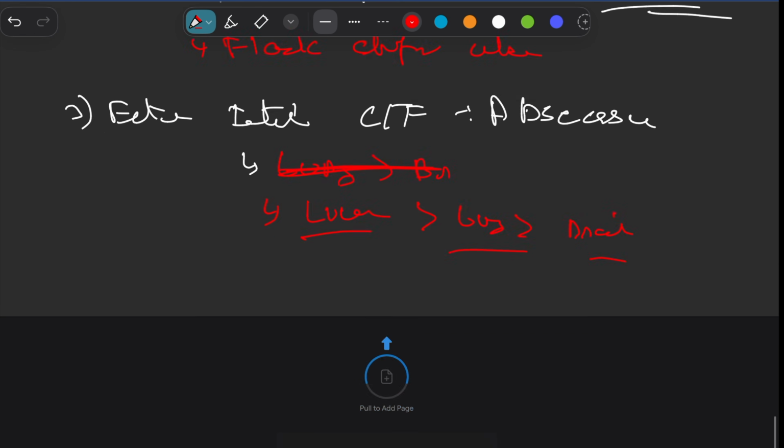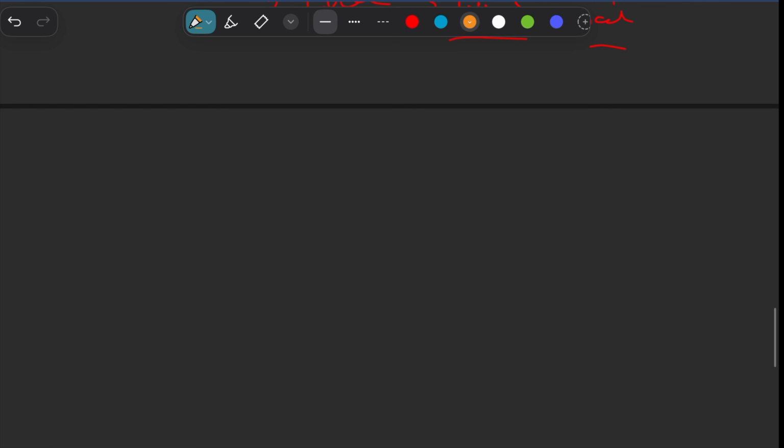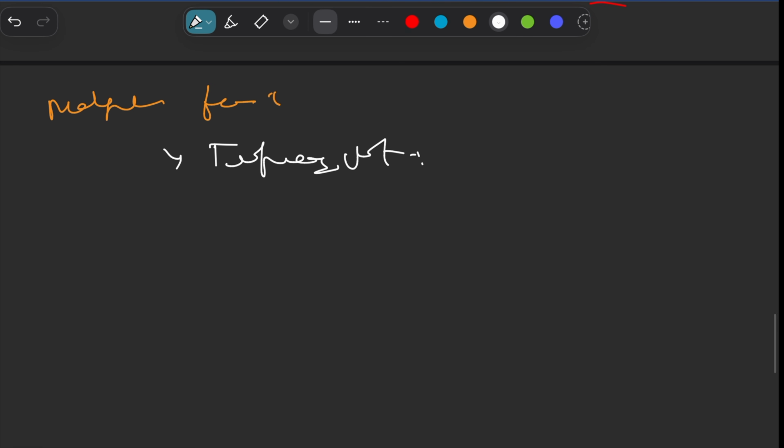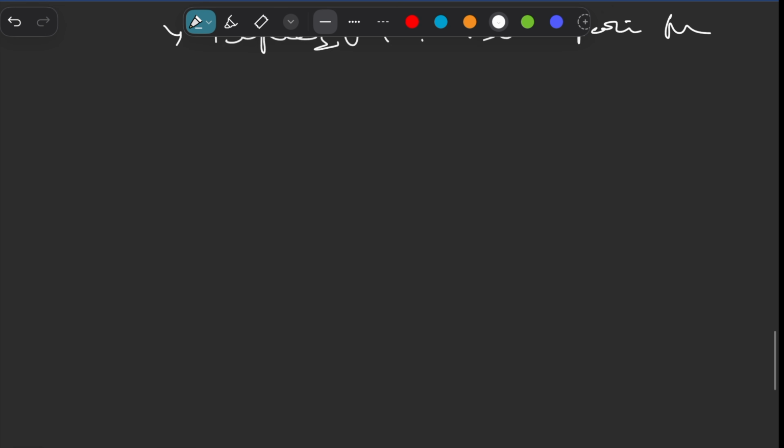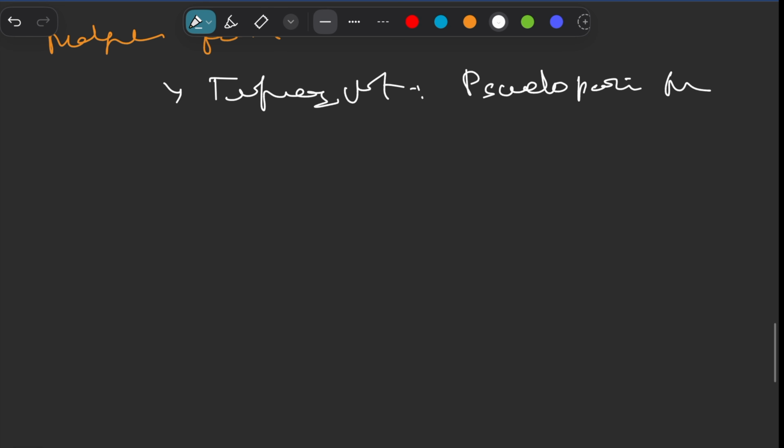Okay, then we will do the morphological forms of amoebiasis. It is basically trophozoite. In the trophozoite of amoeba there is basically pseudopodia present, as it is an amoeba. Sometimes RBCs are seen in the cytoplasm. It is not a compulsory thing. It is sometimes seen, sometimes not seen.